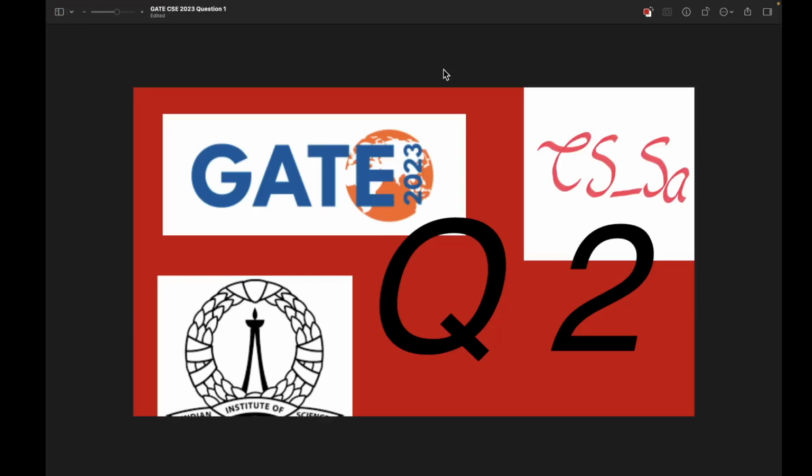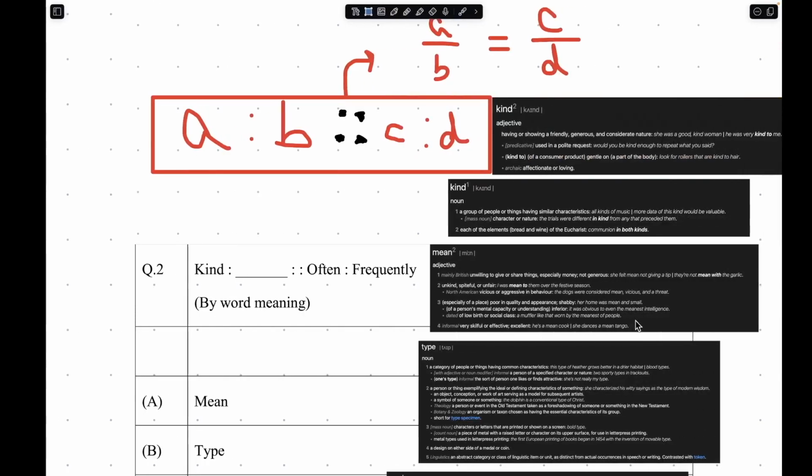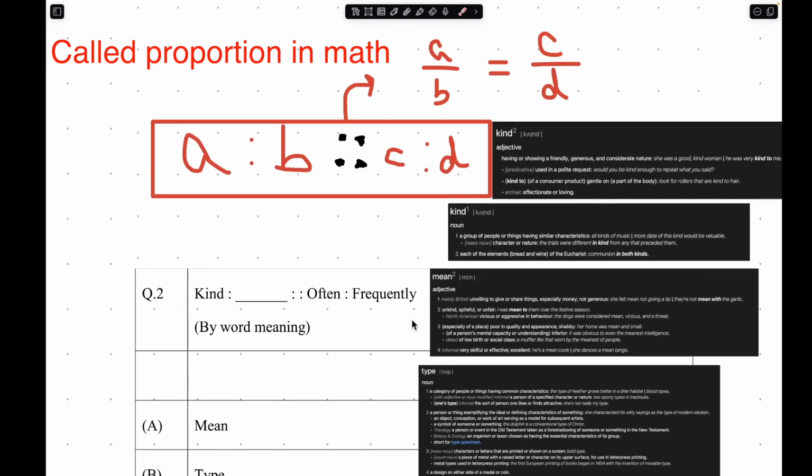Good morning, students. Today we're going to solve question 2 from GATE CSE 2023. The question states that this kind of representation is given and we are to answer by word meaning, right? What does this kind of representation mean? This kind of representation actually comes from the mathematical representation, which was this thing, right?